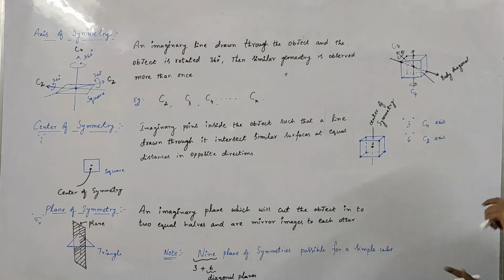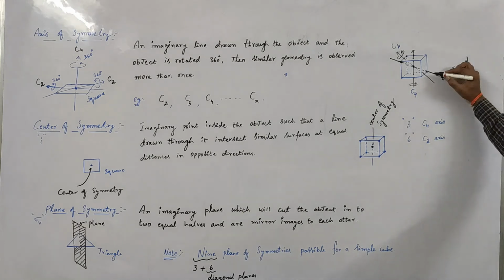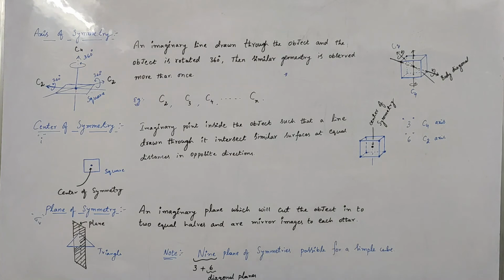Now, if I rotate this square over the body diagonal for 360 degrees, how many times do you get a similar geometry? 2 or... 2 and 4, sorry, 4 exactly. They are 4. What type of axis is it?